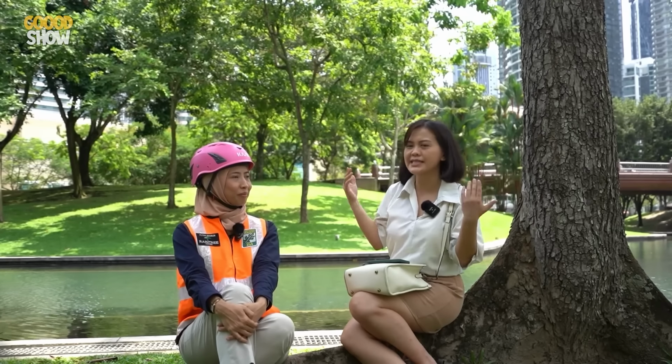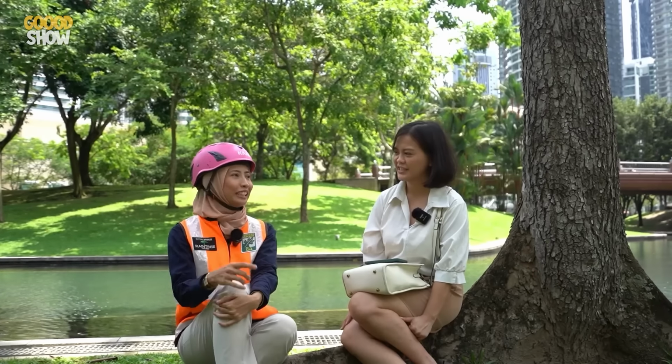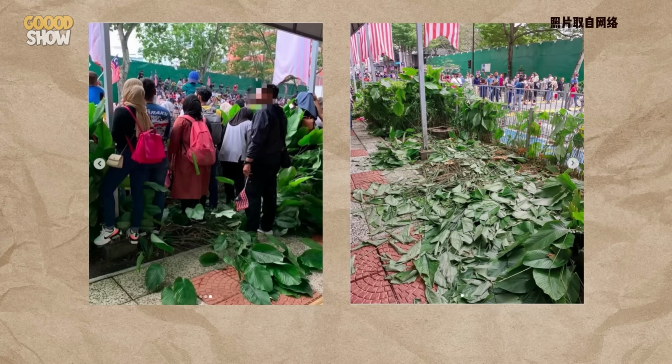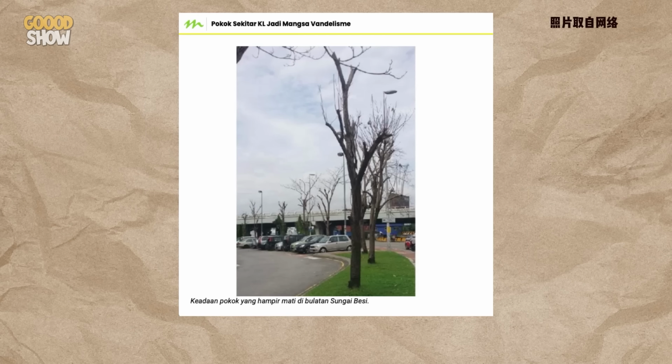Citizens like us, what can we do to make our city look better, but at the same time care about the city as well? Okay, good question. The easiest thing for the citizens to do, for all of you to do, is not to vandalize the tree. Intentionally or unintentionally, please do not vandalize the tree.